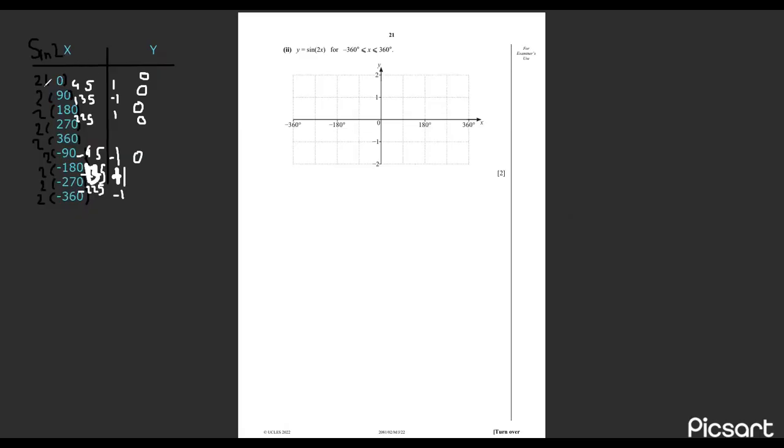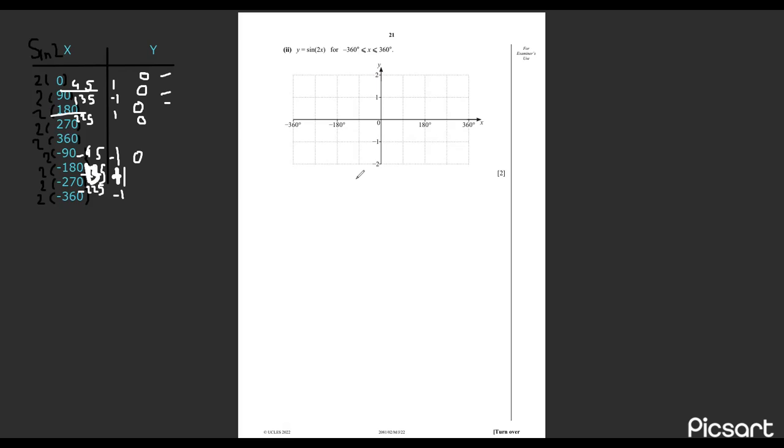On your calculator, you multiply 2 by 0, and you find sine 0 equals 0. Sine of 2 times 90 equals 0. 2 times 180 equals 0. So we have to figure out the in-between numbers. Between 0 and 90 is 45. So sine of 2 times 45 is equal to 1. Just to get the values, not all the answers here are equal to 0.